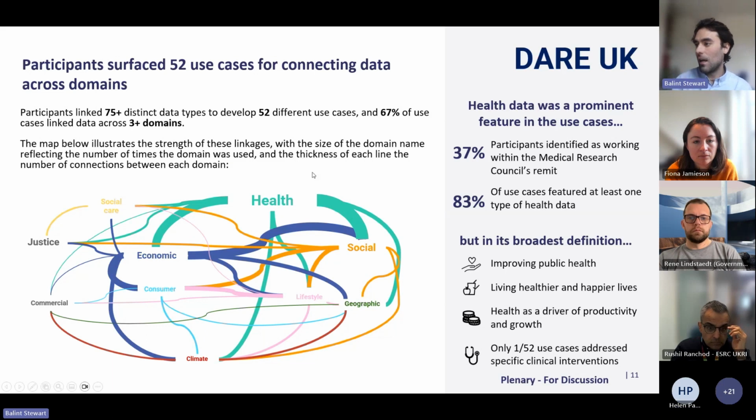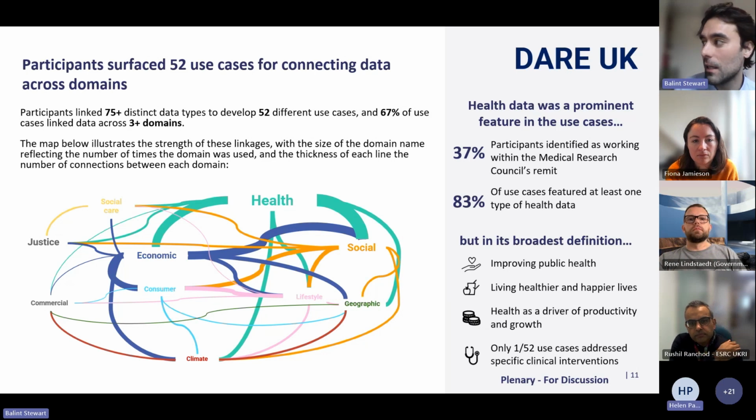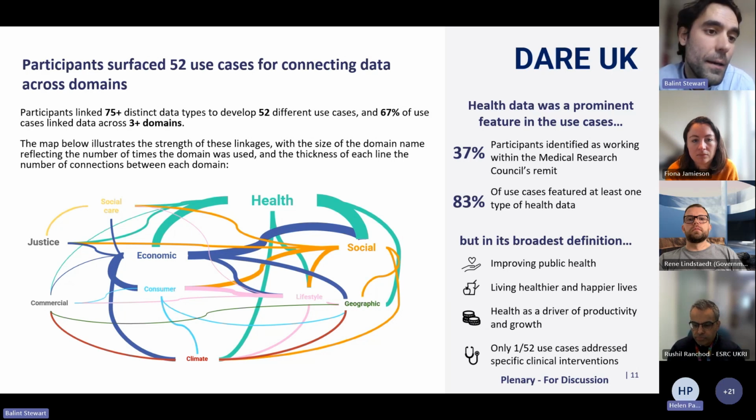And you can see the relative representation of different data types, the demand for different data types for these use cases. And one of the things I think surprised us a little bit initially was how prominent health data was as a type of data. Over 80% of the use cases wanted to use some type of health data. And that was a tiny bit surprising to us because only just over 1/3 of participants, so yourselves, identified as working within the Medical Research Council's remit. But when we looked into this in a little bit more detail, it turns out that this was health in its broadest definition.